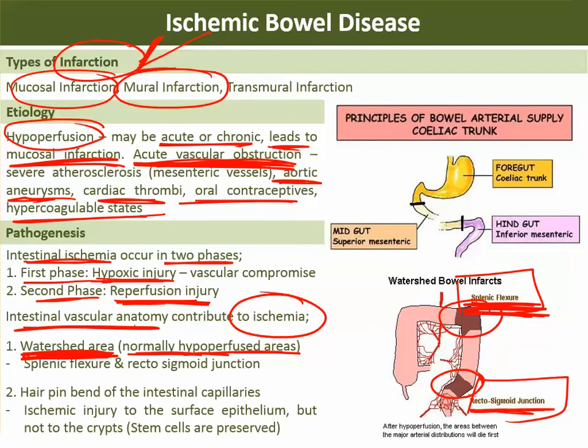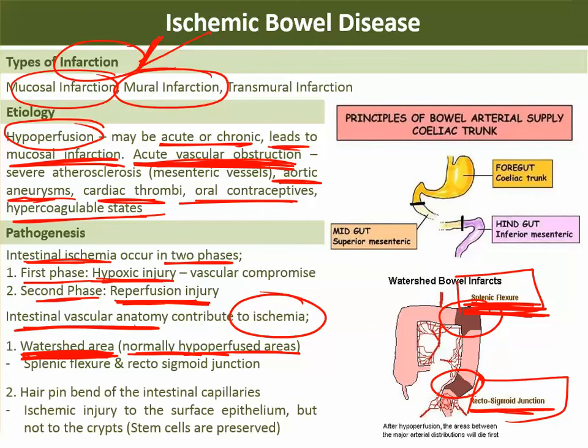Now, if the person goes into hypovolemia, these areas are affected first. So when you see an elderly person complaining of lower abdominal pain, who is also dehydrated, you should immediately understand there is some problem happening in the rectosigmoid junction.